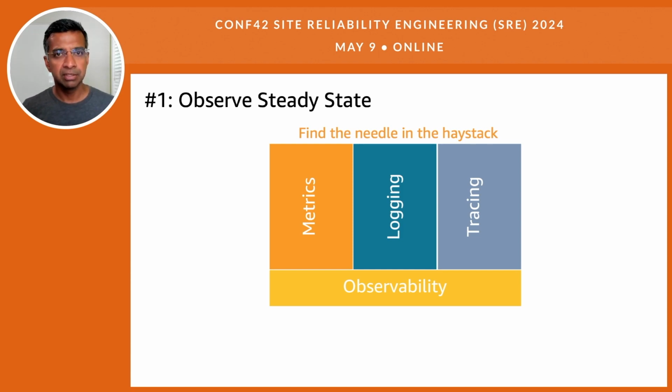When I say observing an application, what you need to know is to collect all the signals from your application and build an end-to-end view so that you can understand the state and health of your system. When talking about observability, there are three key telemetry data that you need to collect.